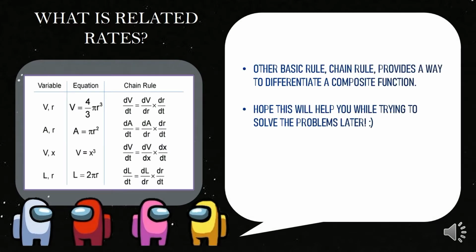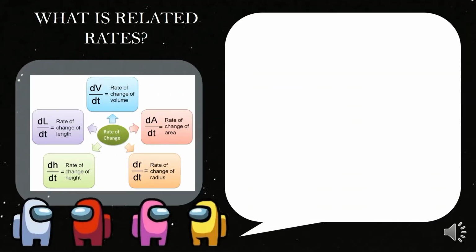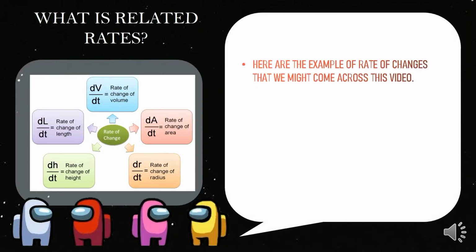Another basic rule, which is the chain rule, provides a way to differentiate a composite function. Hope this will help you while trying to solve the problems later. Here are examples of rate of change that we might come across in this video.